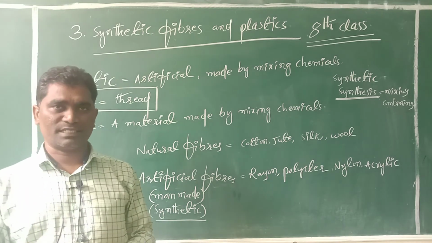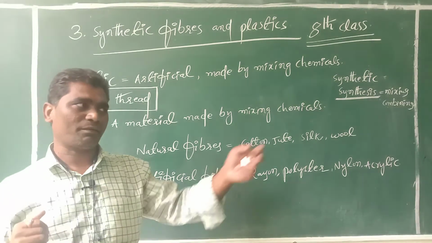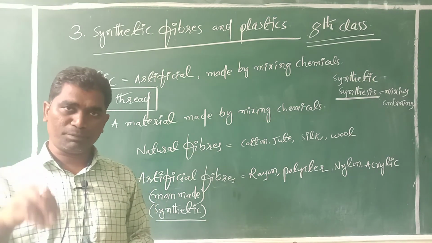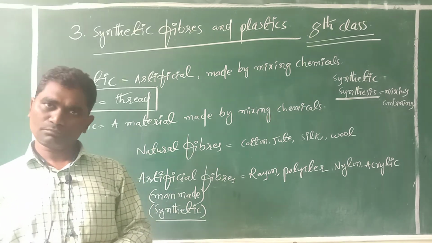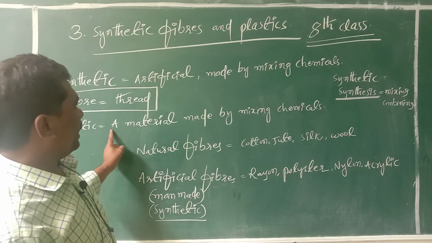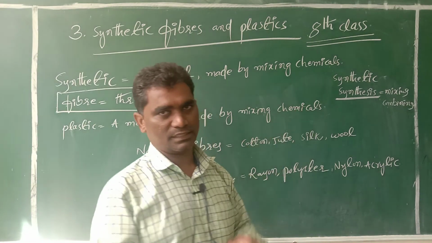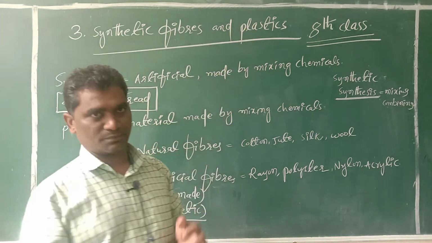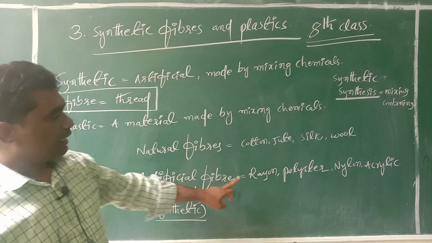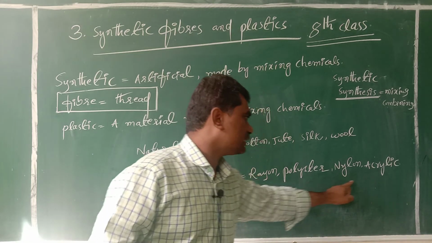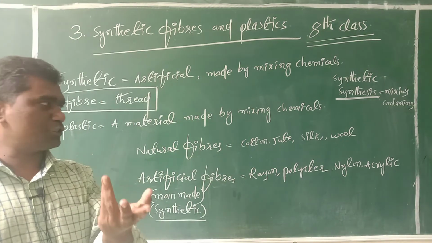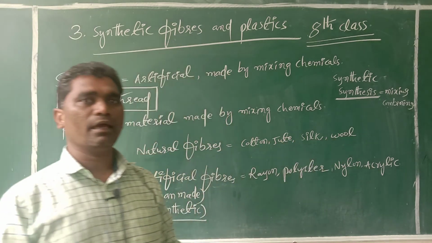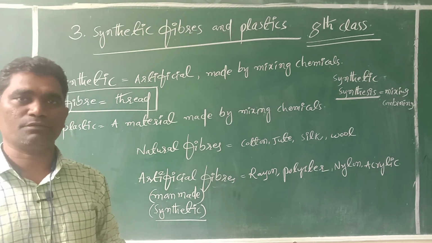How do we get that plastic? We can't get plastic from plants or animals. Plastic is a material which is obtained by mixing chemicals. So like this, synthetic fibers and plastics. Synthetic fibers are rayon, polyester, nylon, acrylic. What are natural fibers? Cotton, jute, silk, wool. Okay, plastic, just now we discussed what the meaning of plastic is.